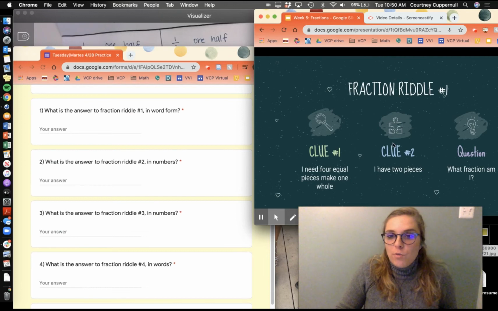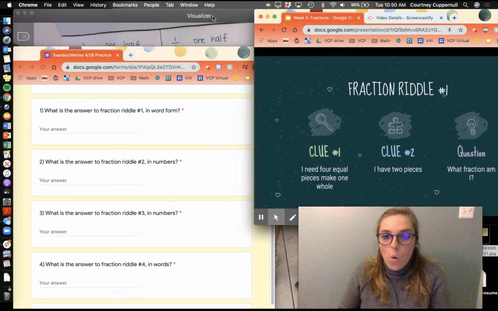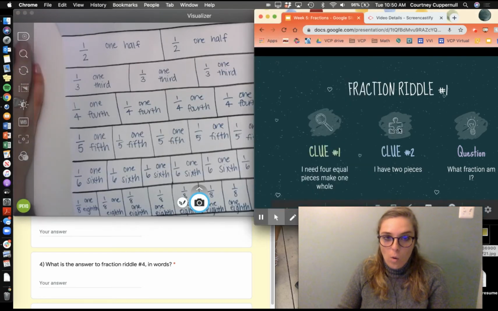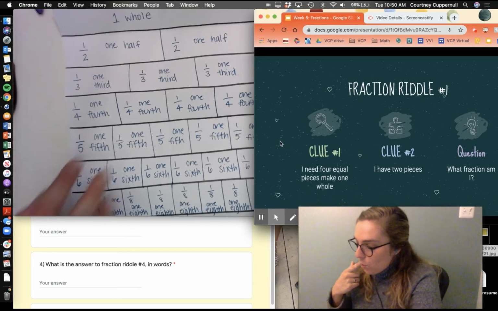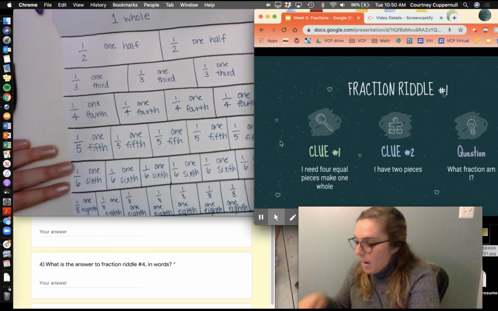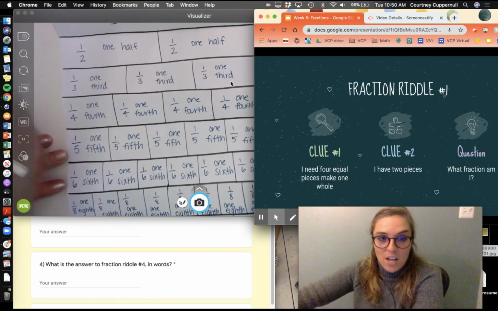So we're going to do riddle number 1. The first riddle says, I need 4 equal pieces to make one whole. So immediately what I'm thinking about is, okay, if there are 4 equal pieces in one whole, I need to find my strips, find the strip that has the 4 equal pieces.